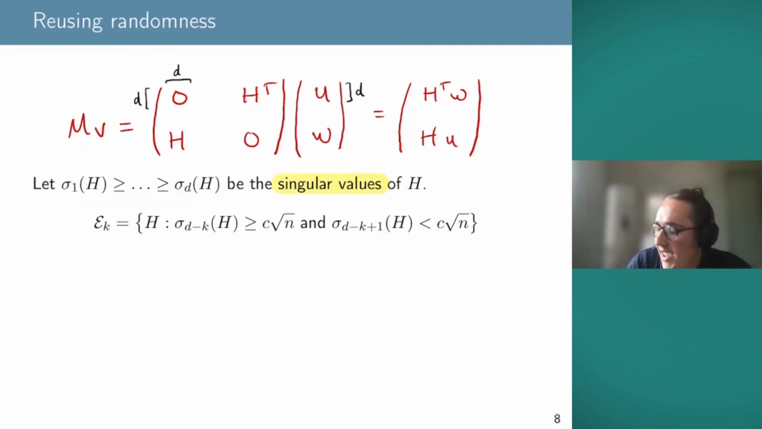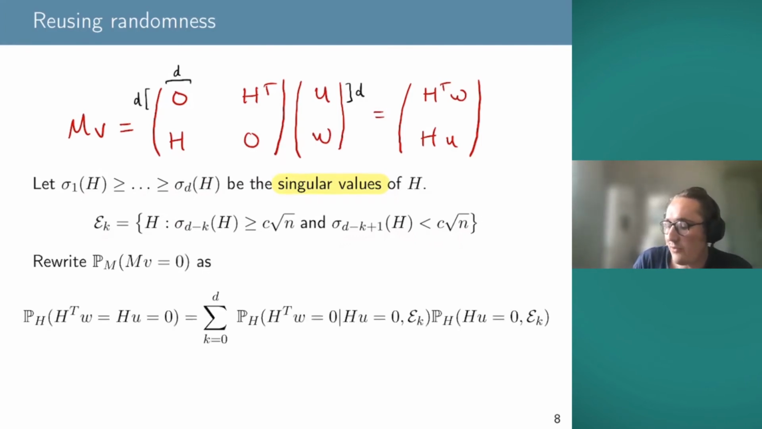And I'll let E_K be the event that the bottom K singular values are small. Small meaning less than some small constant times root n. So this is just some condition on the singular values of H. And now I can rewrite this probability, the probability that MV equals 0.